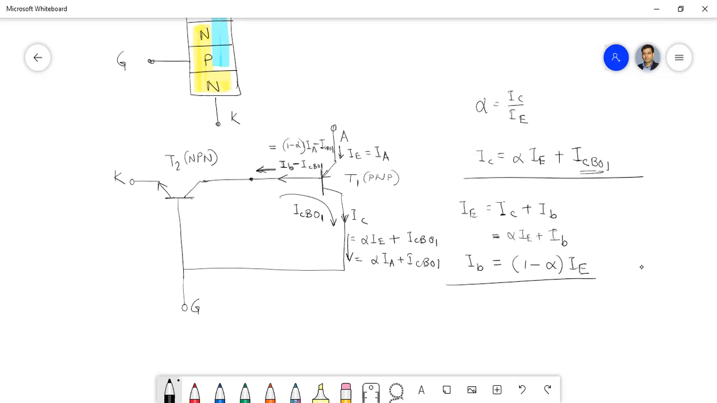Now come to the T2 transistor. In the T2 transistor, the reverse saturation current between the collector and base will flow in this path. That is the direction of ICB02.